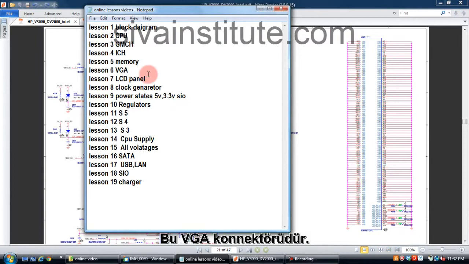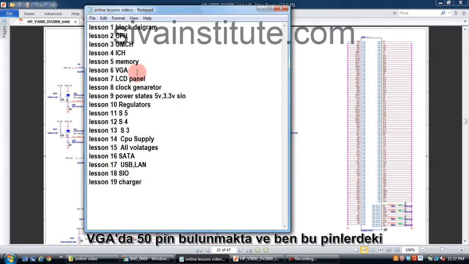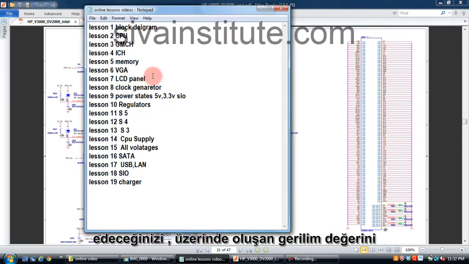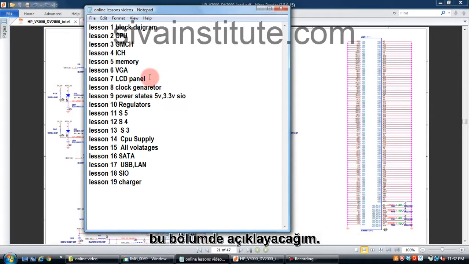This is VGA connector, 15 pin VGA connector. I will explain complete VGA connector connections. Next, LCD panel, I will explain how to check LCD panel connector, how many voltages are there, I will explain in this chapter. Clock generator, I will explain in this clock generator completely.